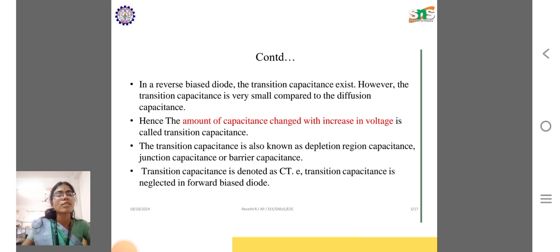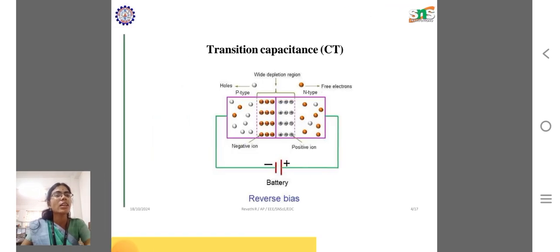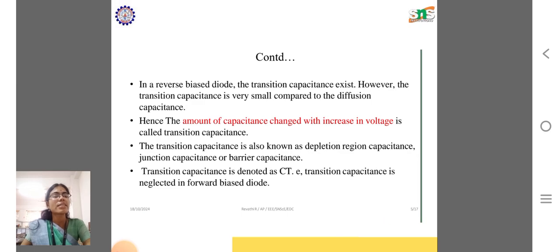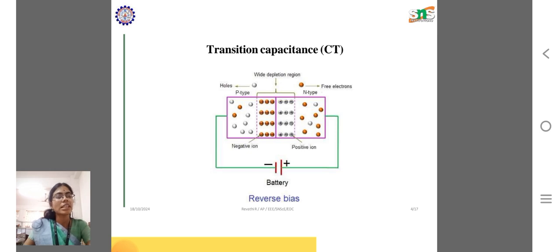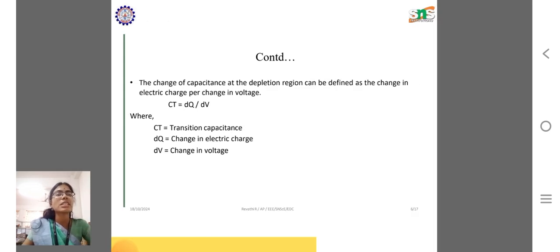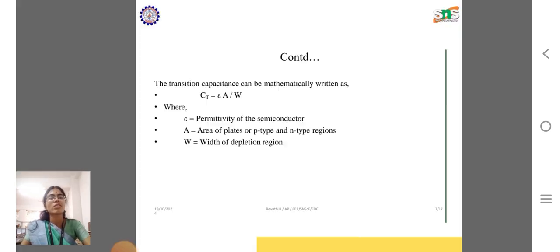The transition capacitance is also known as depletion layer capacitance, junction capacitance, or barrier capacitance, as it occurs in the wide depletion region. A transition capacitance is denoted as CT. Transition capacitance is neglected in the forward bias condition. The change of capacitance at the depletion region can be defined as the change in electric charge per change in voltage. CT equals dQ divided by dV, where CT denotes transition capacitance, dQ is the change in electric charge, and dV is the change in voltage.